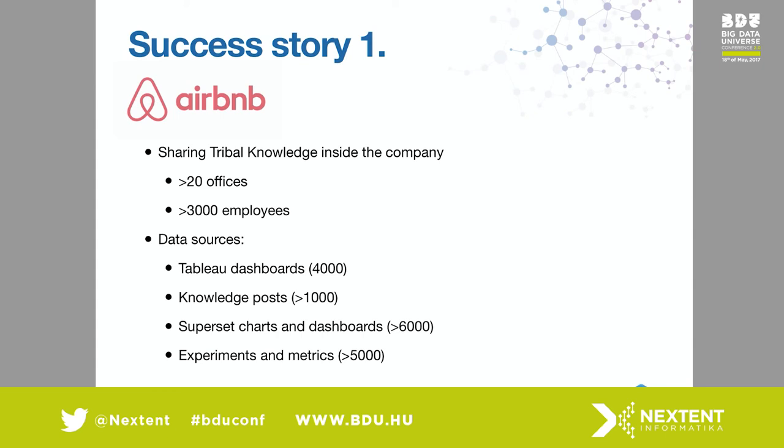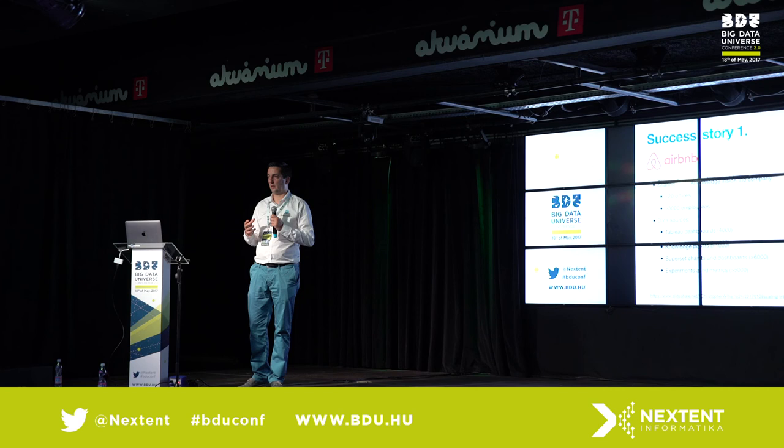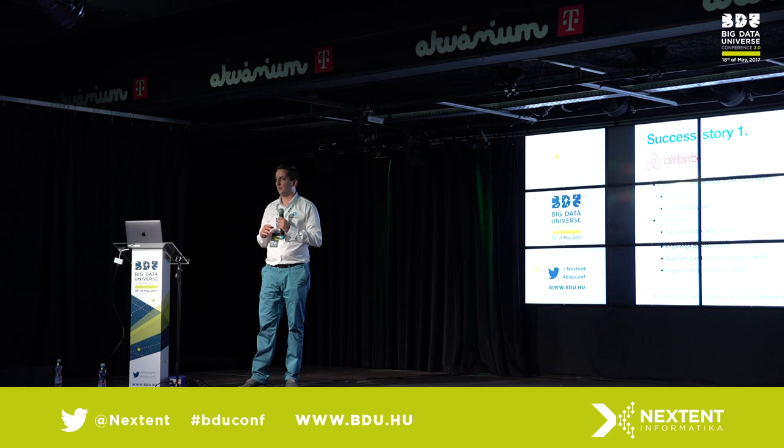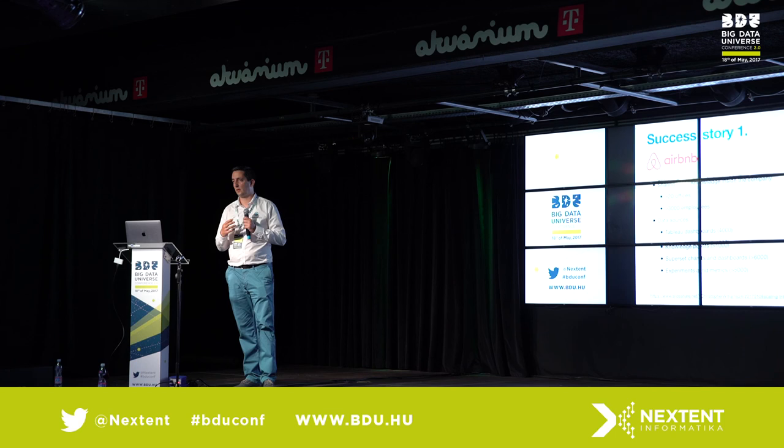So I bring two success stories. One is Airbnb. They use exactly the same infrastructure to propagate the knowledge inside the company. They call it tribal knowledge. Tribal knowledge means basically the unwritten rules in a community. So it's about transparency, because they have a lot of reports, a lot of Tableau dashboards, a lot of metrics. So they use this architecture to make it transparent for everybody inside the company, to democratize the data, and it helps to get easier onboarding processes and easier business understanding for the guys.